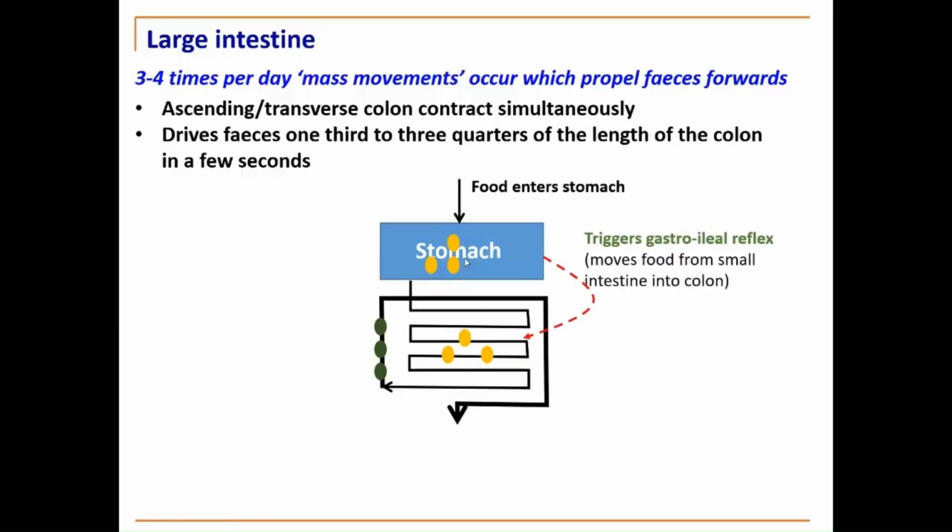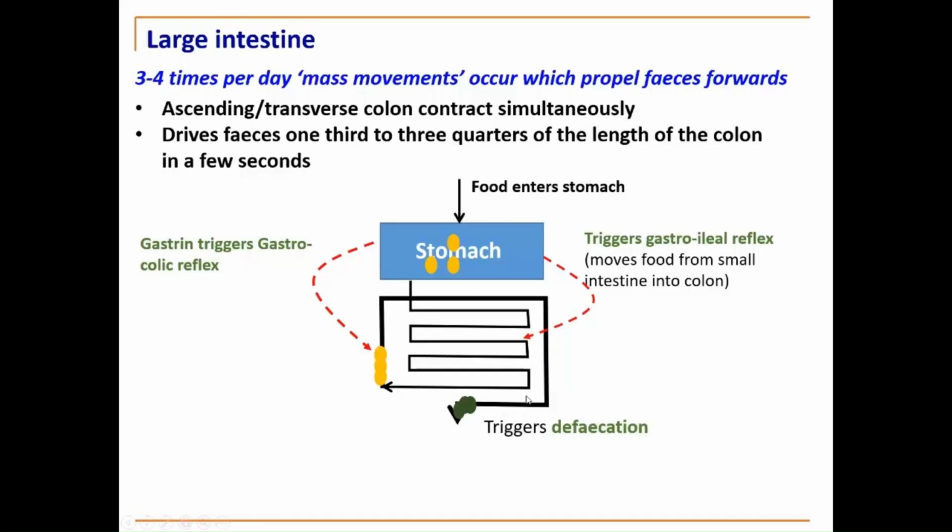This triggers your gastroileal reflex. And so this essentially moves food from the small intestine, which is present here, into the colon. We also get gastrin that is being produced because of food entering the stomach, and this triggers the gastrocolic reflex. The gastrocolic reflex is movement of the colon. So remember, the gastroileal reflex is movement of food in the ileum, and the gastrocolic reflex is movement of food within the colon.